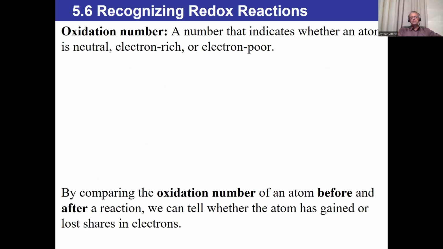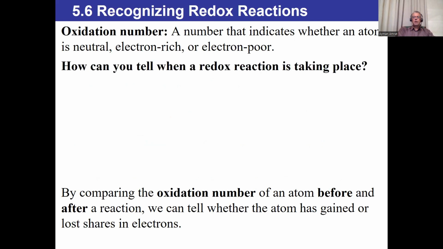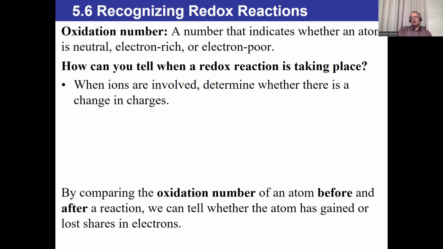Oxidation number: a number that indicates whether an atom is neutral, electron rich, or electron poor. How can you tell when a redox reaction is taking place? When ions are involved, determine whether there is a change in charges. If there is a change in charges, the reaction is either oxidation or reduction.